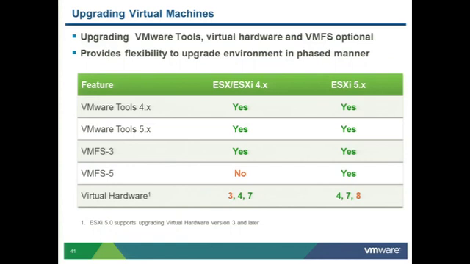Okay, now we get into VMware Tools, the virtual hardware, and upgrading the VMs. This is probably one of the biggest questions I get: I'm upgrading, do I have to upgrade my tools? Do I have to upgrade my hardware? Do I have to upgrade to VMFS 5? When do I need to upgrade? This chart shows the compatibility matrix. The big thing here is that virtual hardware 3 is not supported on ESXi 5. So if you're running 3.5 and you have VMs with virtual hardware 3, you will need to upgrade the hardware when you go to 5.0.